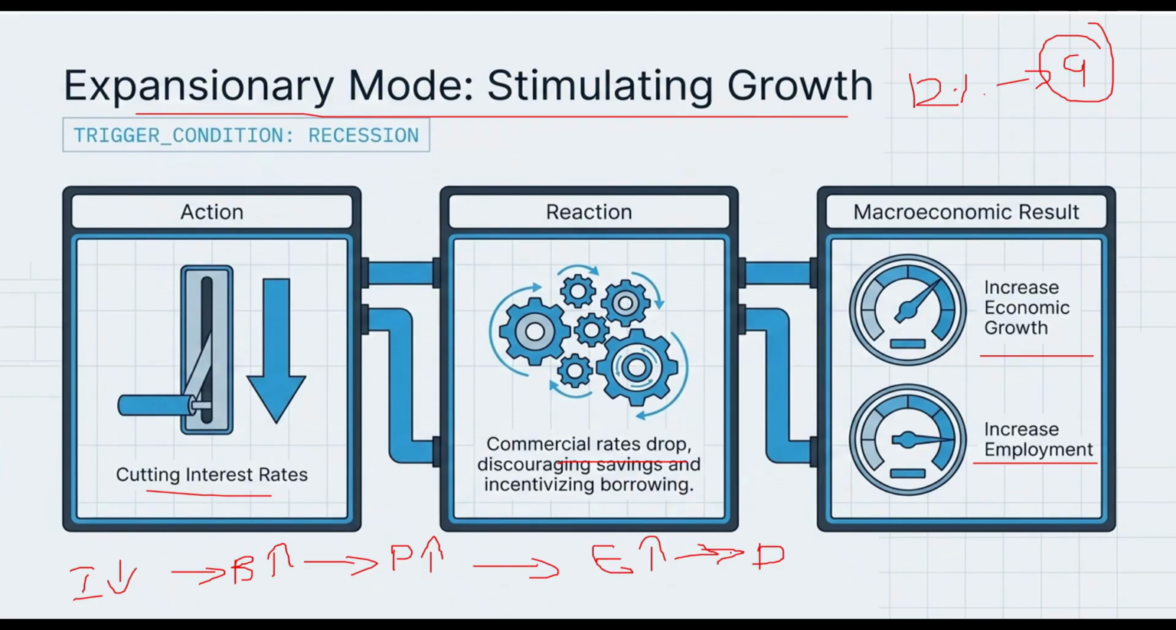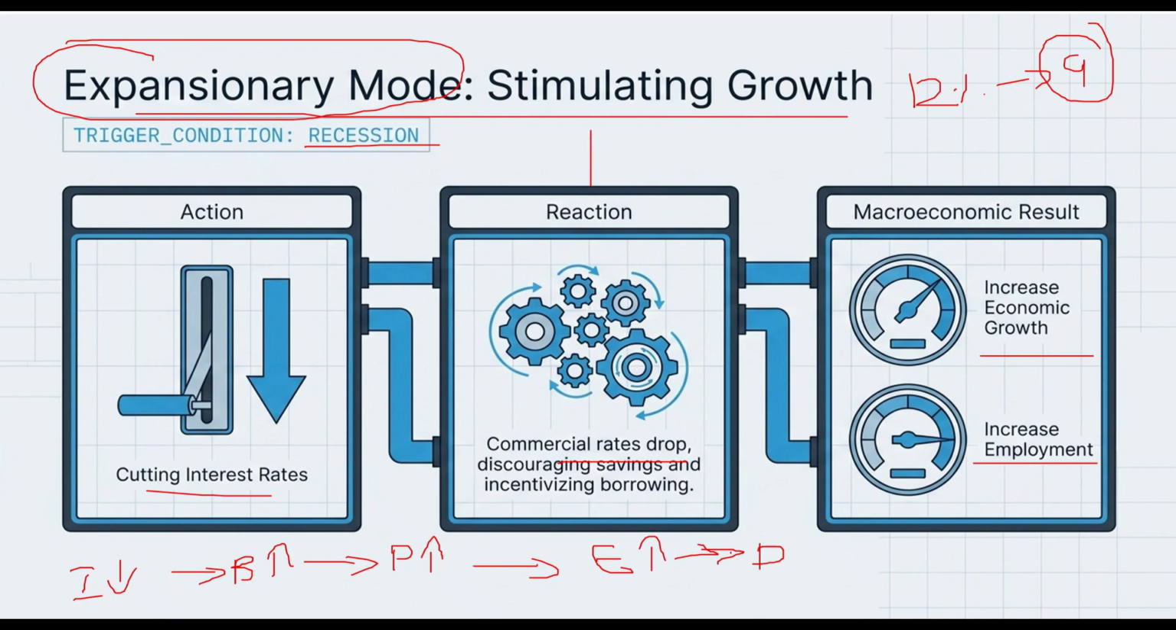So therefore, the primary goals of expansionary monetary policy are to increase economic growth, reduce unemployment, and stimulate overall economic activity. Clear? So this is expansionary monetary policy. Okay. So basically, we are using this in a recession period.